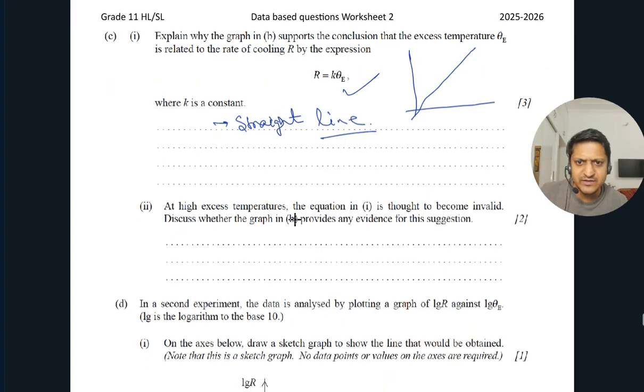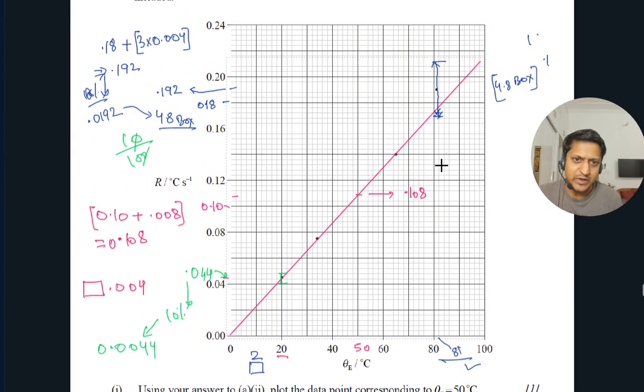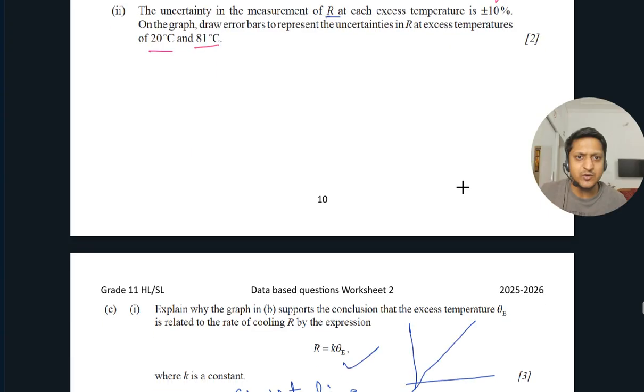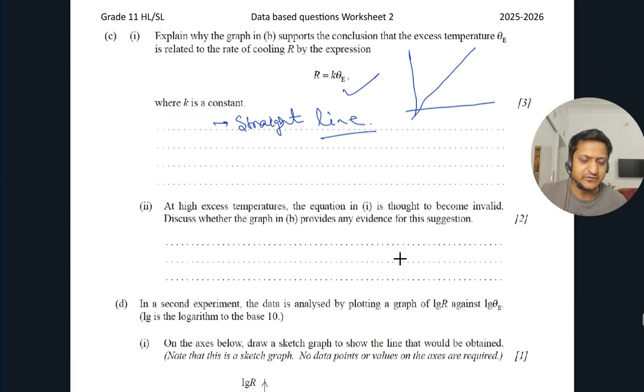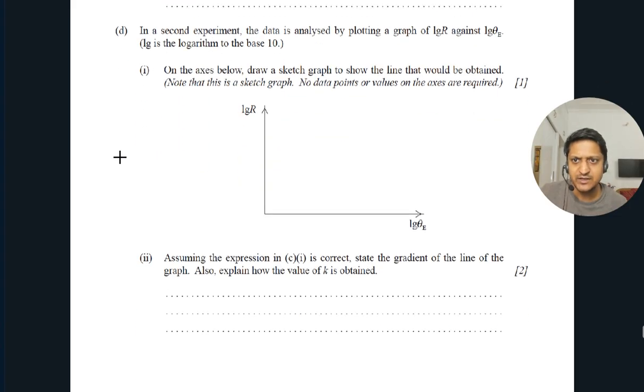At high excess temperature, equation 1 is thought to be invalid. Discuss whether graph B provides any evidence for this suggestion. Yes, definitely you will say that when we go to the higher temperatures, the line doesn't pass through like this. So that's the reason it is not valid at high temperature, but it just passes through the error point, that is the maximum error that can be made in measuring that.